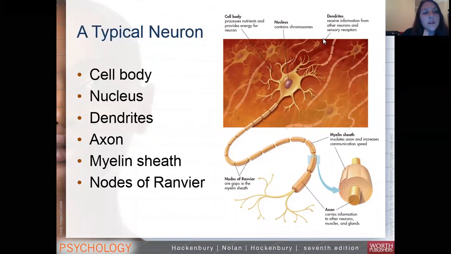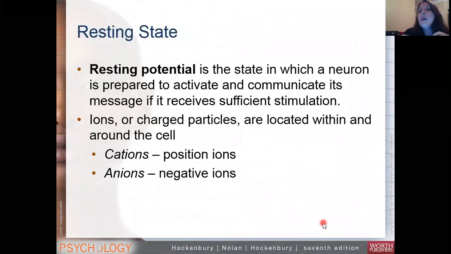Okay, so the last video that I just did covered the basic anatomy of a neuron. And so this is a typical neuron. We went over all the pieces and what comprises a specific neuron. So the next thing that is important that we cover is how the neuron functions at rest. So we're going to talk about how it functions at rest and how it functions when it's doing something.